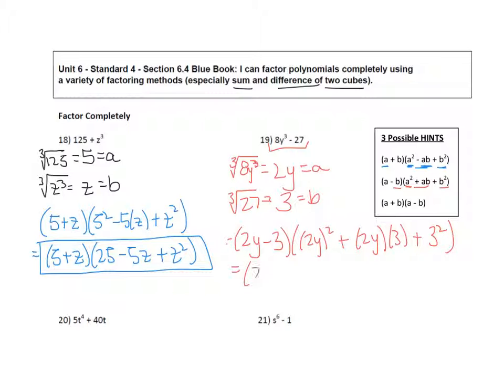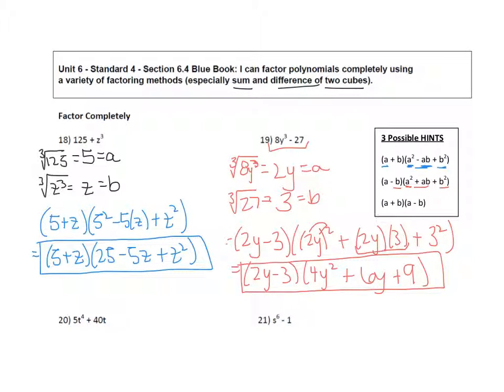So we rewrite 2y minus 3, but let's simplify 2y squared. Make sure that you square both terms. So it's 2 squared and y squared. We get 4y squared plus multiply these terms. We get 6y plus 9. We can't factor that trinomial any further, so then that's going to be our final answer.